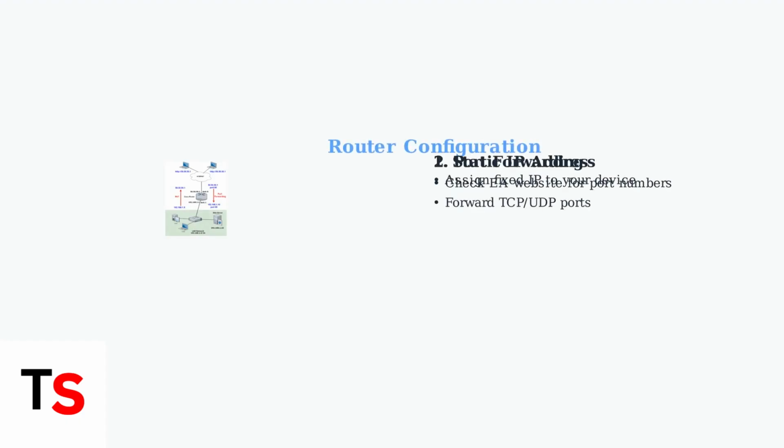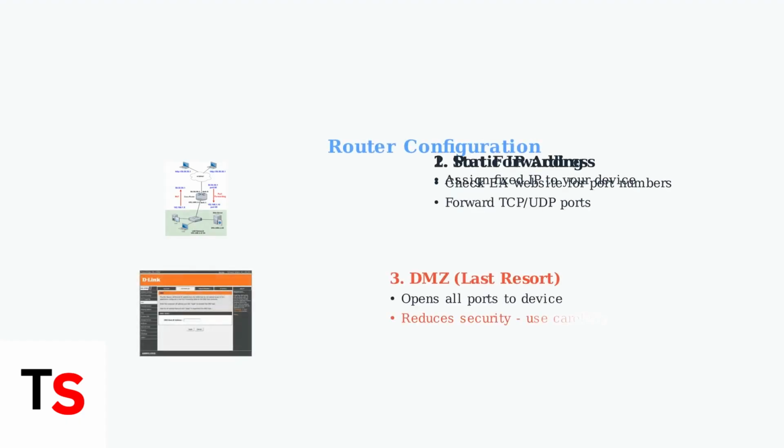For persistent connection issues, configure your router settings. Set up a static IP address for your device, then configure port forwarding for the specific ports Battlefront 2 uses. As a last resort, you can enable DMZ, but be aware this reduces security.